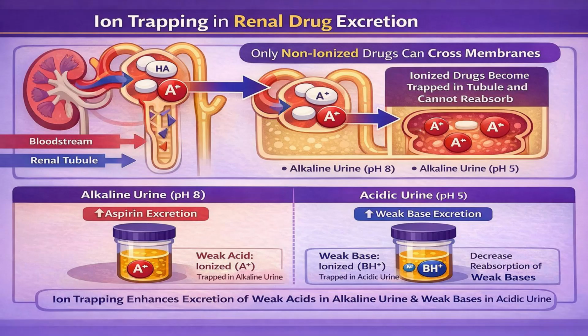To give you an example, aspirin is a weak acid. Alkalinizing the urine, e.g. with sodium bicarbonate, enhances aspirin excretion in cases of overdose. This principle is clinically important in drug overdose management and explains drug accumulation in compartments such as breast milk.